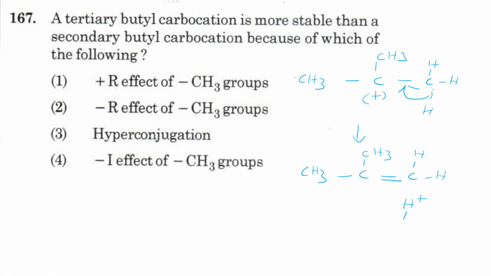How many alpha carbons? 3 alpha carbons, so 9 alpha hydrogens are there. So 9 hyperconjugative resonance structures are possible for the tertiary butyl carbocation.